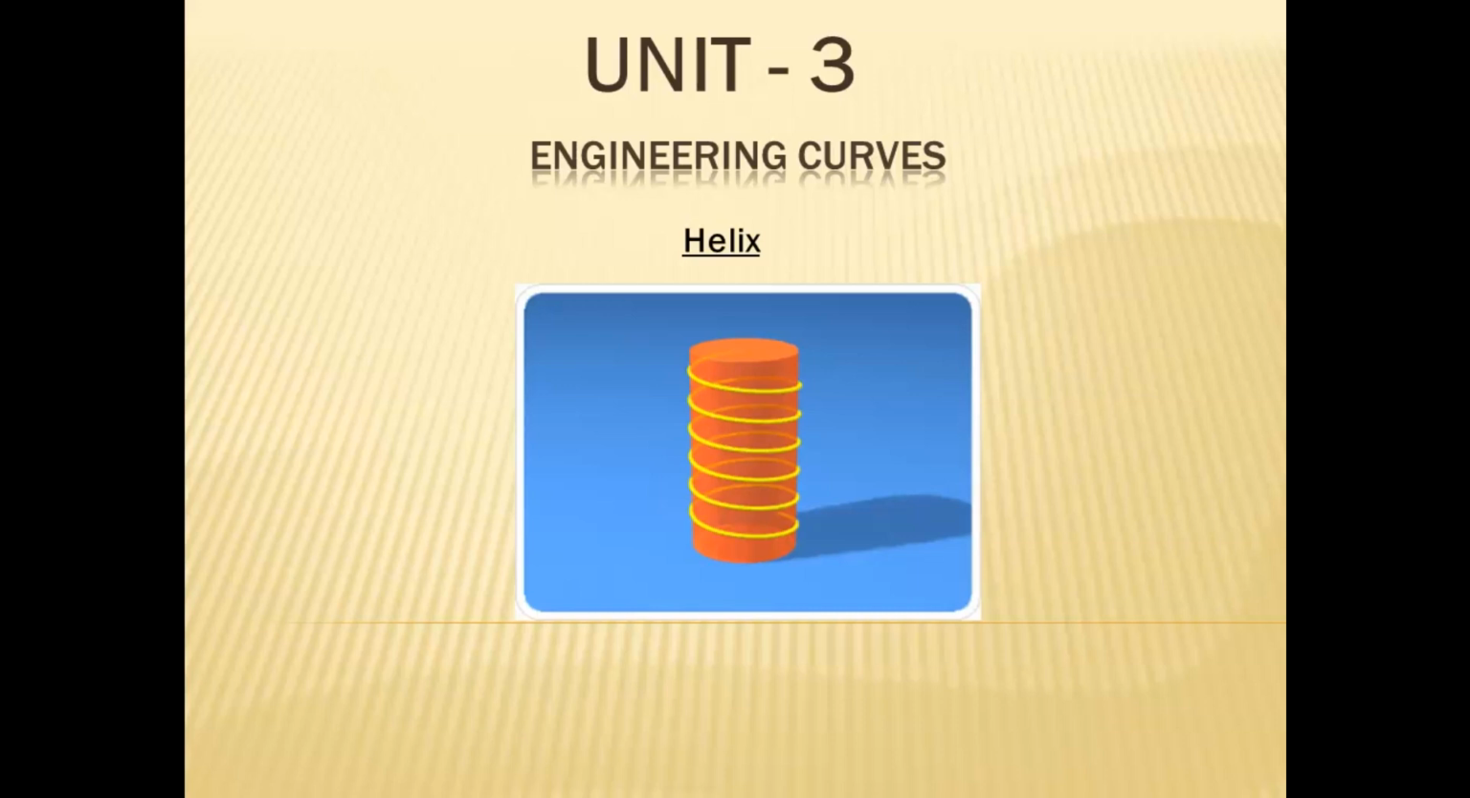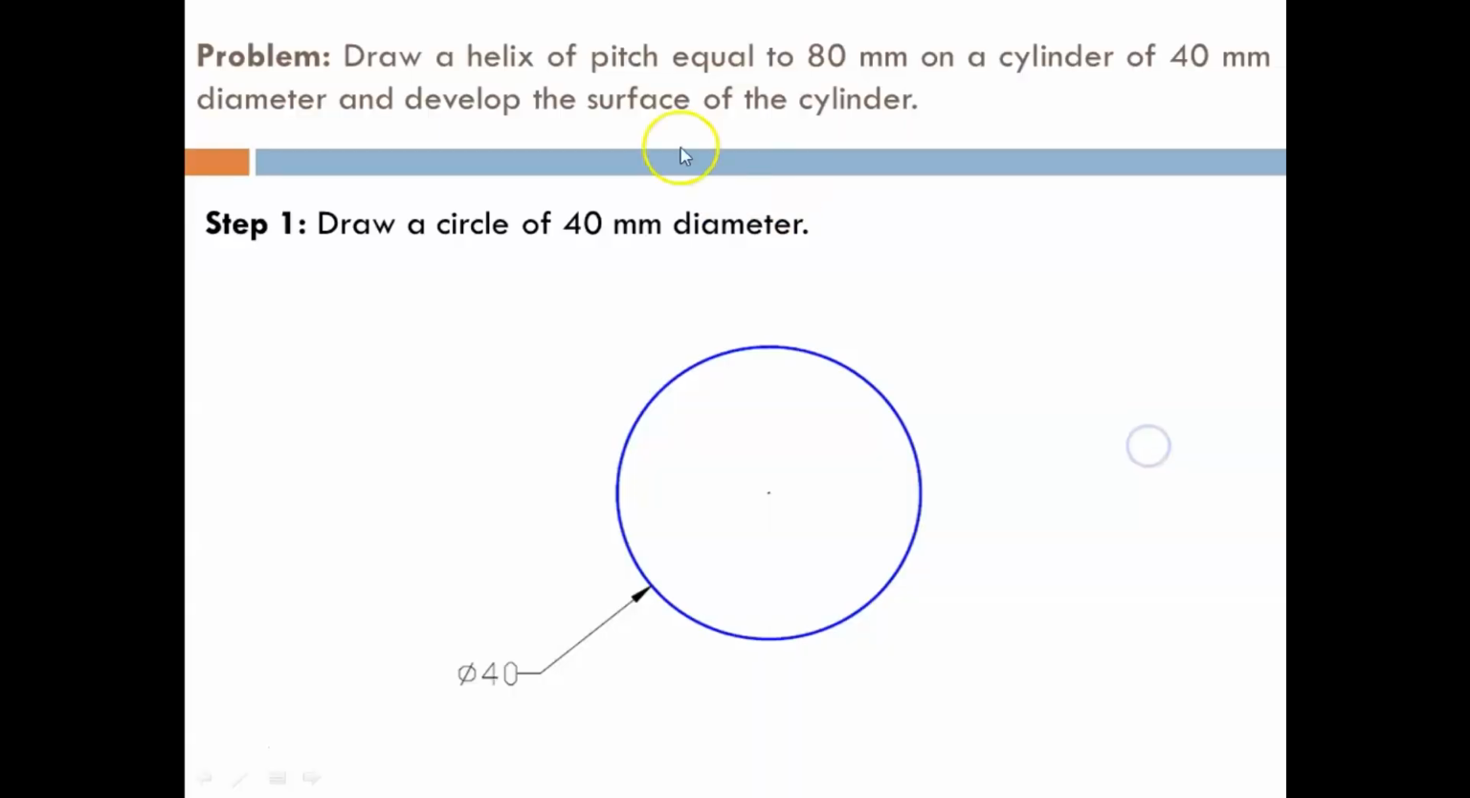You can see in this example, this yellow smooth curve is nothing but a helix. It is like a wire wound uniformly on the cylindrical surface. The property of the helix is, if you draw a tangent line at any point on this curve, it makes the same angle, or you can say a constant angle, with the axis of the cylinder. So let's start with the question and see how to draw a helix on a cylindrical surface.